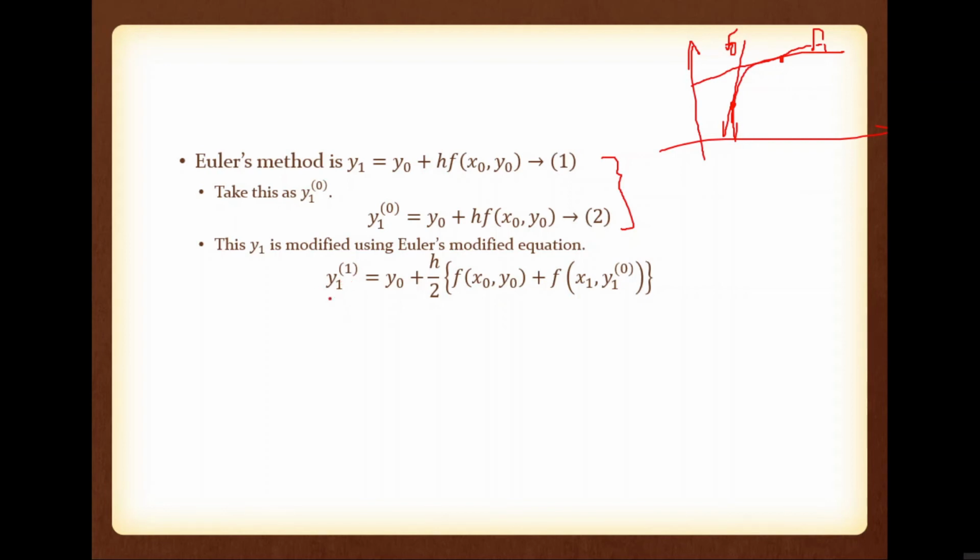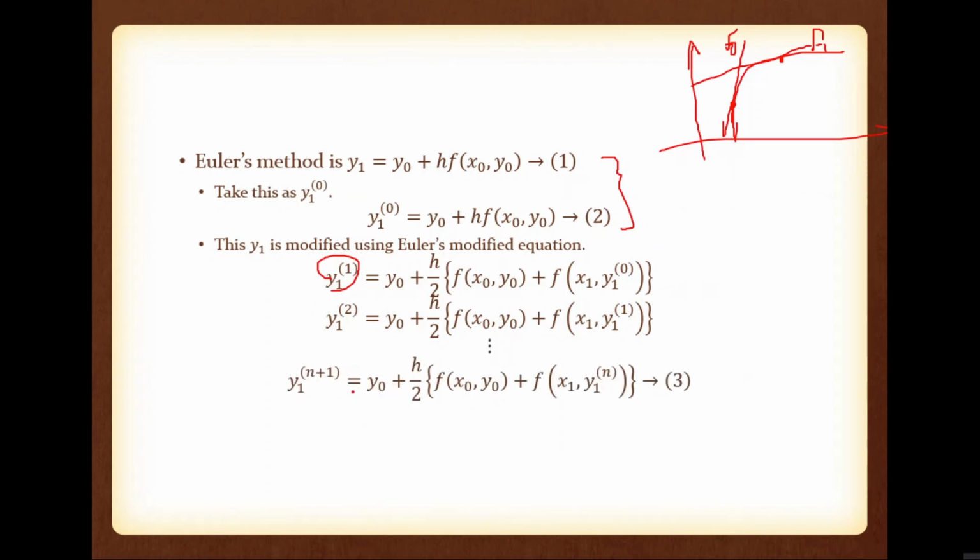Now if this y1 of 1 is not equal to y1 of 0, then you have to find y1 of 2. y1 of 2 is equal to y0 plus h by 2 into f of x0 comma y0 plus f of x1 comma y1 of 1. Means by using this value you have to modify the y1 value again. So this is the second modification. If these two values are not equal, then again we have to modify, etc, etc.